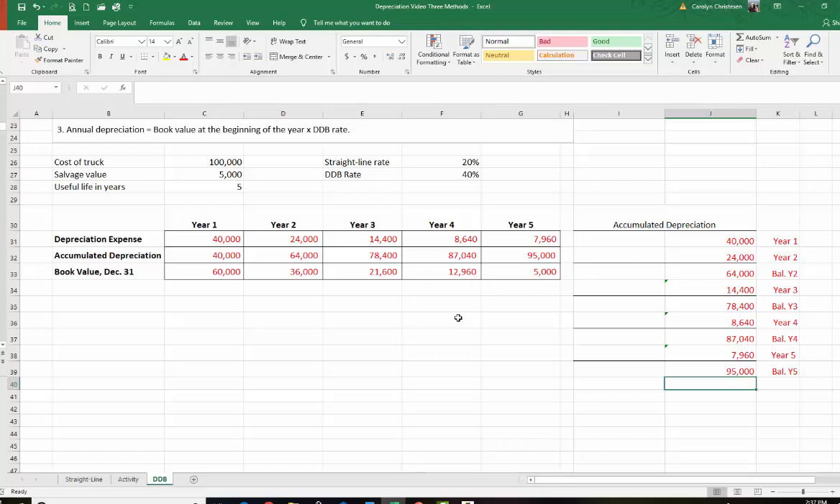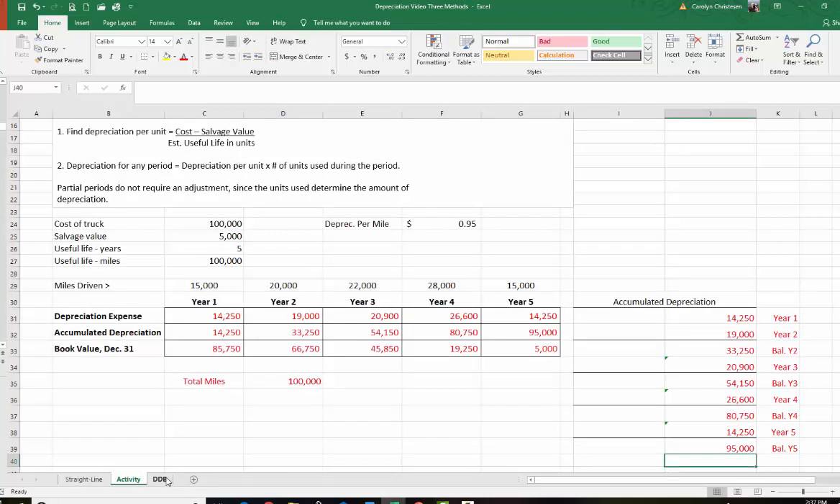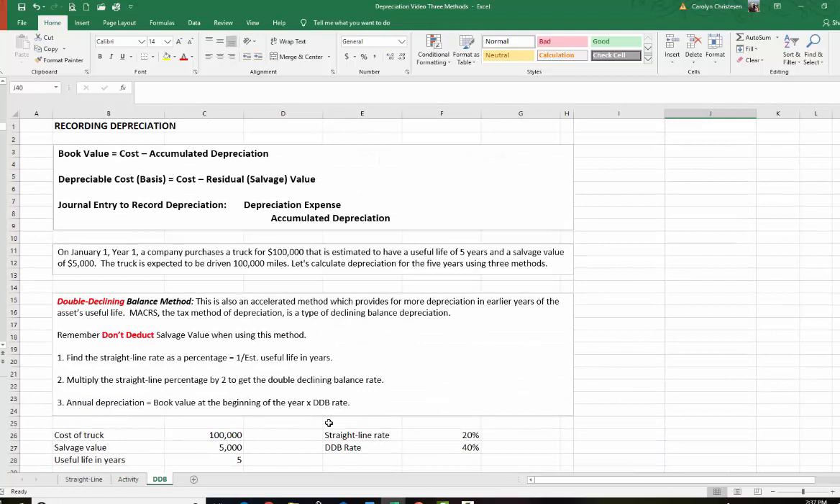All right, so I hope that helps. We did straight line, we did an activity method, and we did double declining balance. So 3 different ways of recording depreciation. Any one of them is a legitimate way for a company to depreciate its assets.